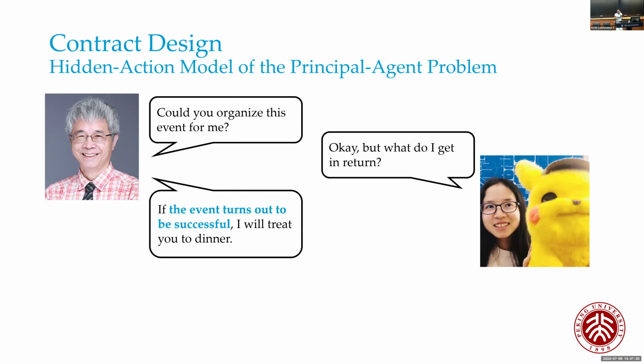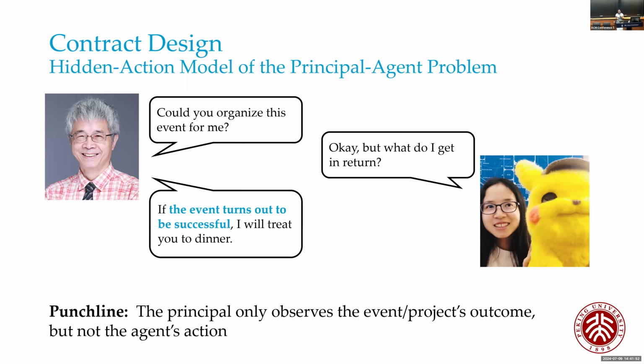So actually, a typical example of the hidden action model of the principal-agent problem often happens between Xiaotie and me when he tries to incentivize me to organize some events for him. And he would always promise me that if the event turns out to be successful, he will treat me to dinner. So the point here is that Xiaotie could not observe how much effort I have put in organizing the event, but he could only observe the outcome of the event and finally treat me according to the outcome.